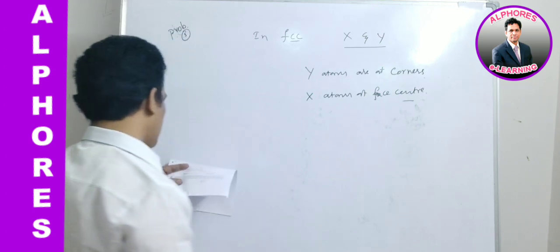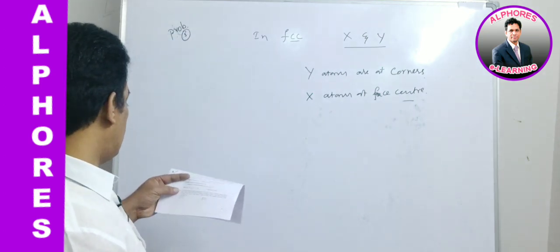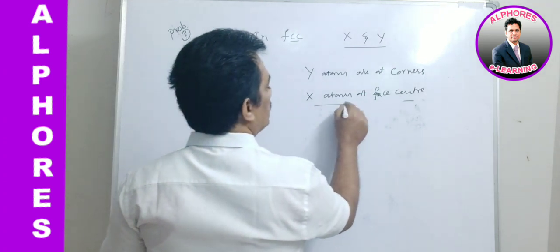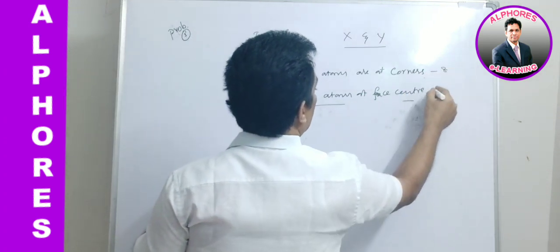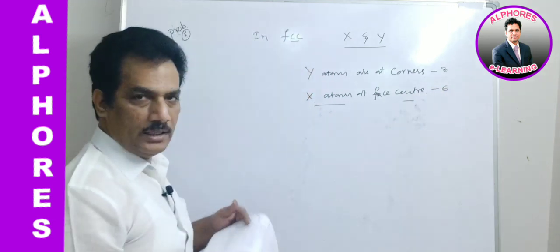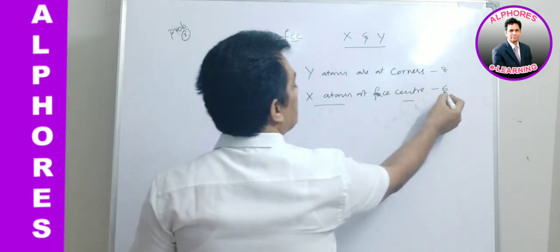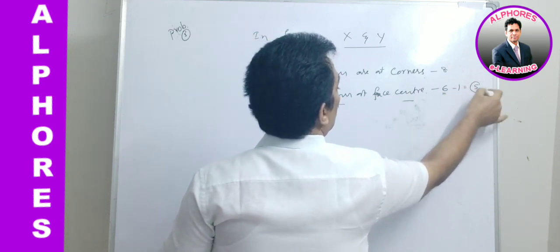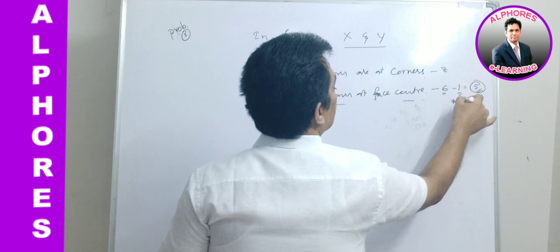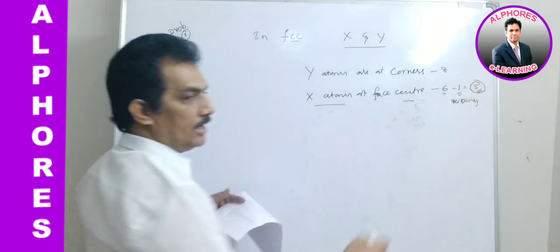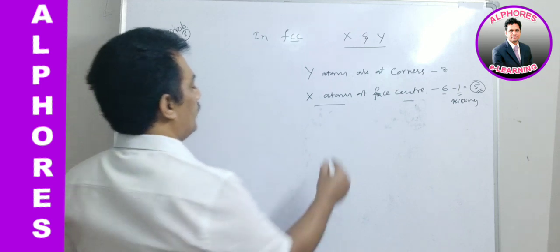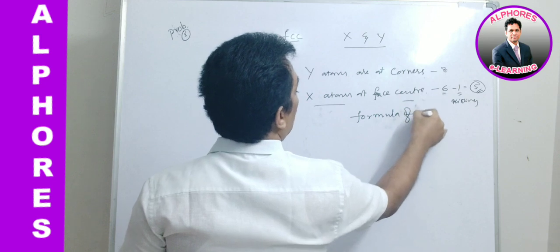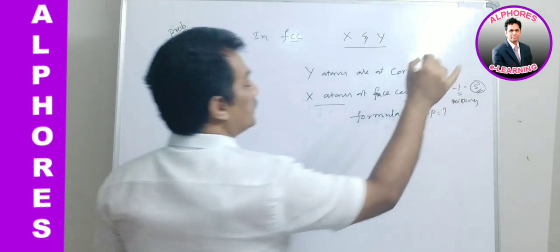This is the data given, and now one of the X atom is missing from one of the face in the unit cell. Corners are 8, face center 6. Now the condition given is one of the X atom is missing from face center, so the remaining face center atoms are only 5. This one is missing. That is the data given. Now they are asking to find formula of the compound. Formula of compound is what?